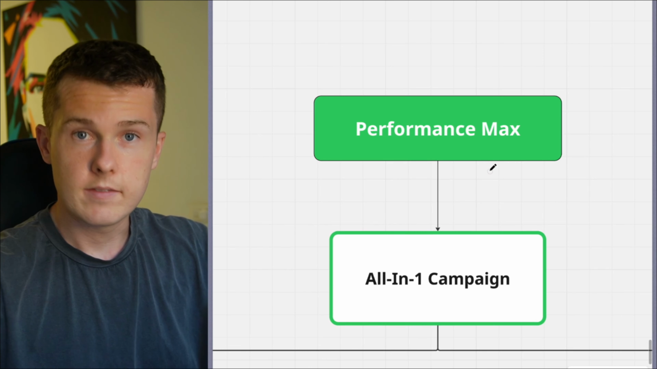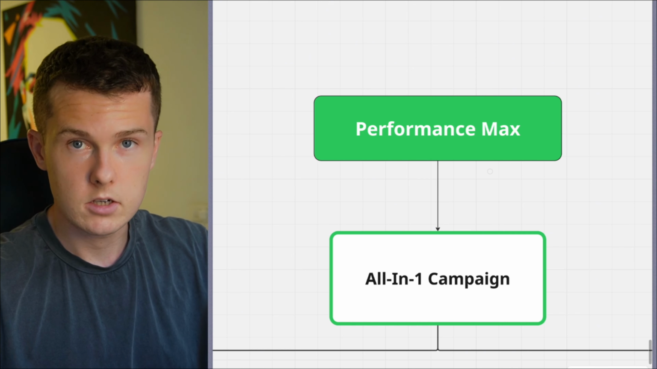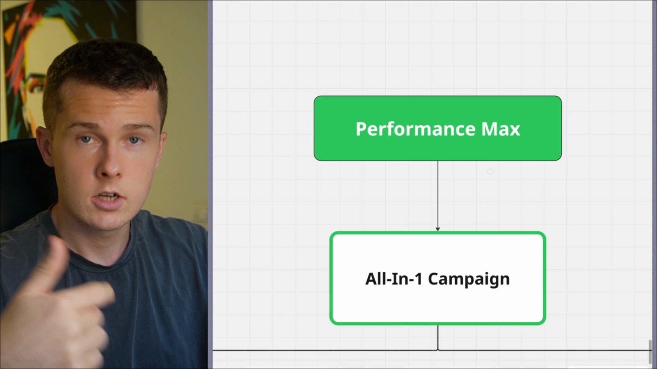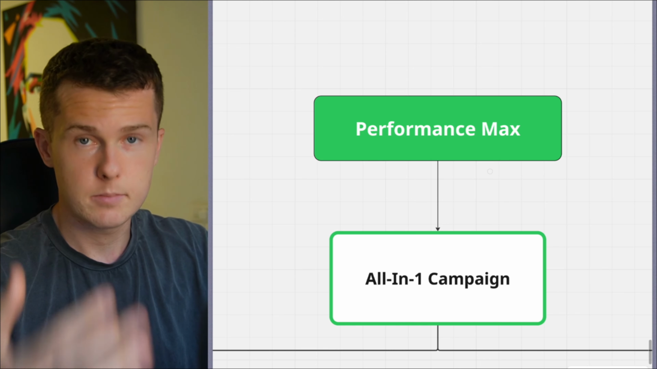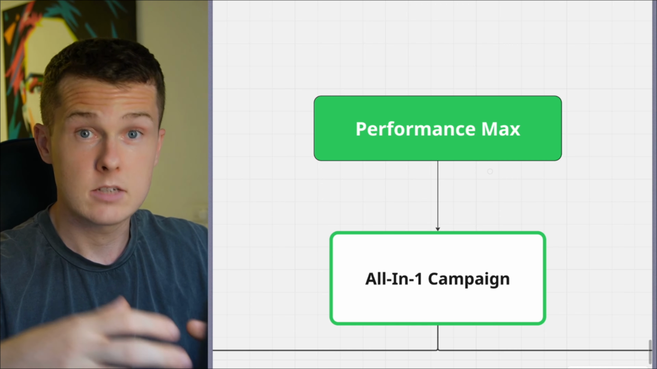And finally, I've saved this one to last with good reason, Performance Max. It's your all-in-one campaign type. And what do I mean by that? I mean that all those campaign types that I previously mentioned, so search, shopping, video, demand gen, display, they're all encompassed within one mammoth campaign type, and that's Performance Max.